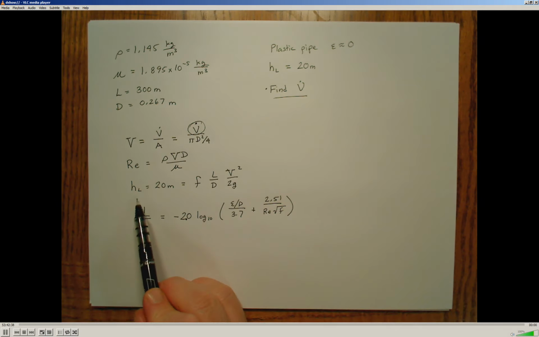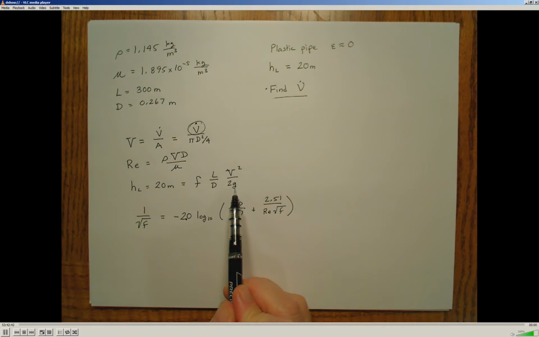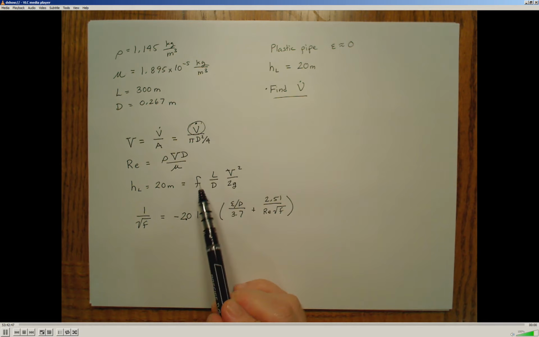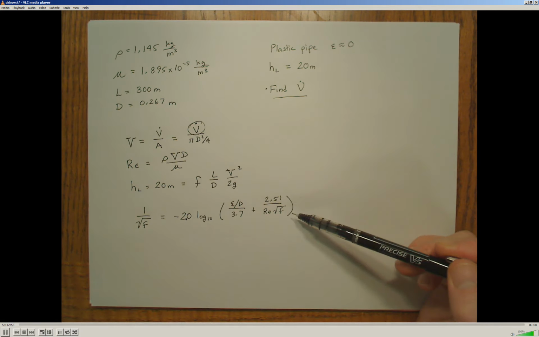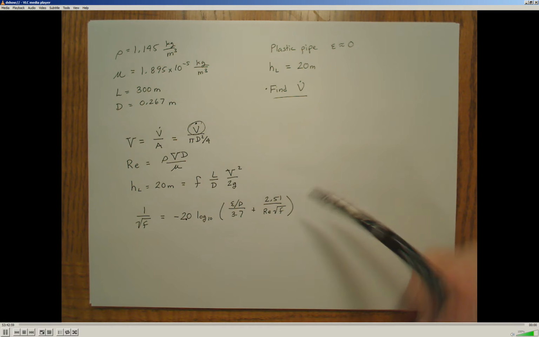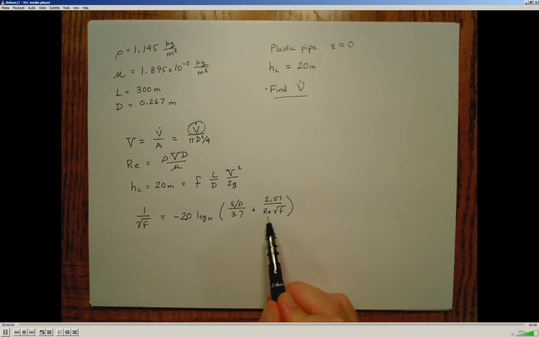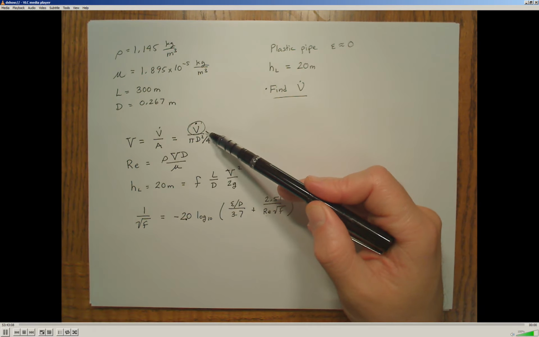We know that we want the head loss to be 20 meters, and according to the Darcy equation, we can determine the head loss if we know the friction factor here. Based upon the friction factor, our equation for the friction factor is based upon the Moody chart, and the Colebrook equation is a mathematical representation of the Moody chart. So again, we need to determine this friction factor, and this friction factor depends upon the Reynolds number, which depends upon this volume flow rate, which we do not know yet.